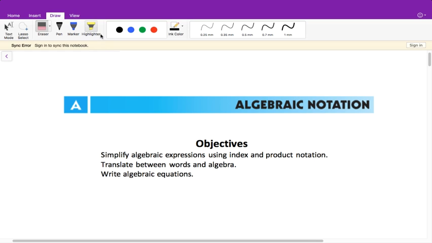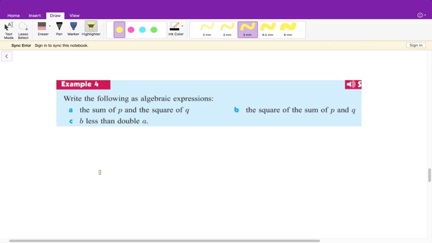So now we're going to finish Chapter 1, Section A, and we're going to still work on these two objectives. We already talked about this in the last video, so let's just go ahead and get started on the problem so that we can finish this section. All right, so for the first one, the sum of P and the square of Q.